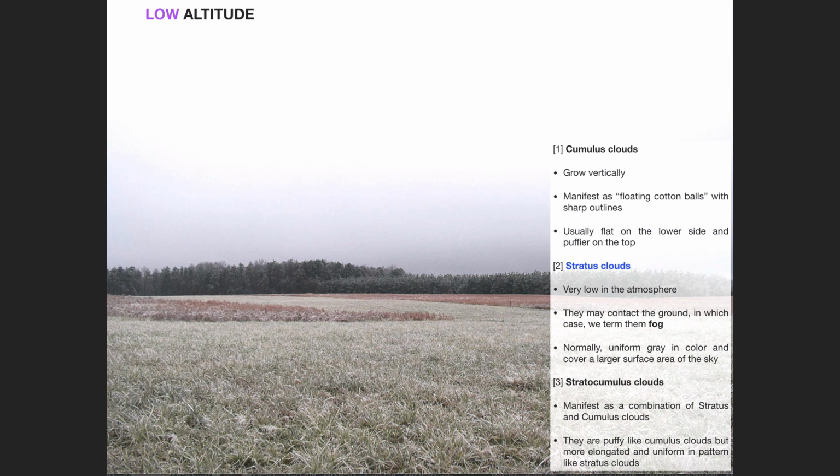Here we have stratus clouds. Stratus clouds are very low in the atmosphere, and they can be so low, in fact, that they can actually contact the ground. In that case, we term the clouds fog, although it's just a very, very low altitude stratus cloud. Normally, as you can see here, the stratus clouds are going to be uniform gray in color. They're usually low enough and thick enough to where we cannot see the sun or the moon.